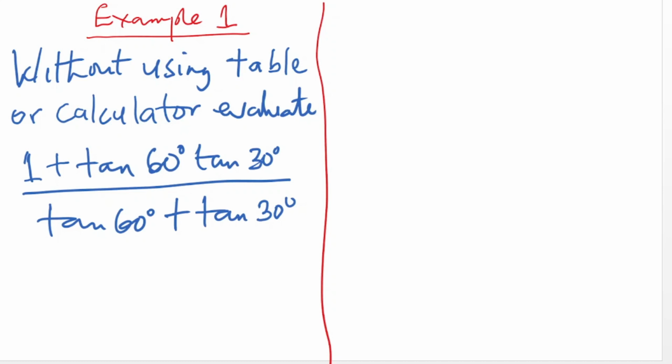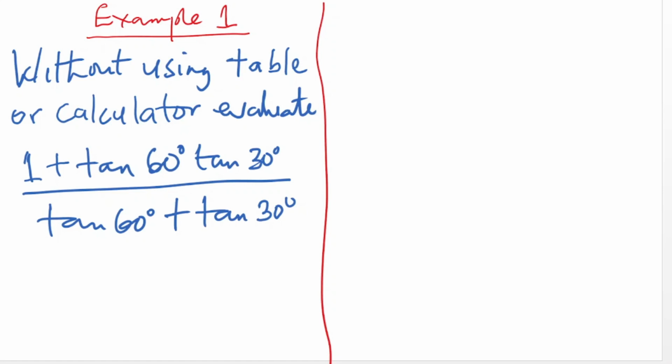So the first example we have here, the question says, without using table or calculator, evaluate (1 plus tan 60 degrees multiplied by tan 30 degrees) divided by (tan 60 degrees plus tan 30 degrees). So this means that you are not able to use a calculator to find tan 60 degrees and tan 30 degrees. So the knowledge of the special angles will help you to solve this. Without the knowledge, you can't solve it. So let's start with this.